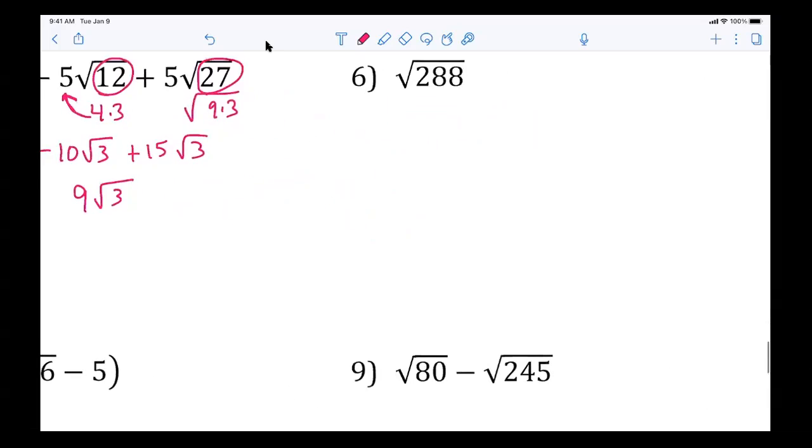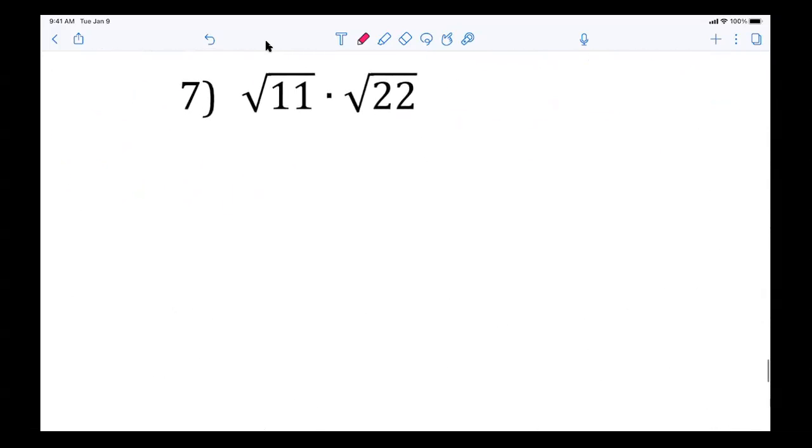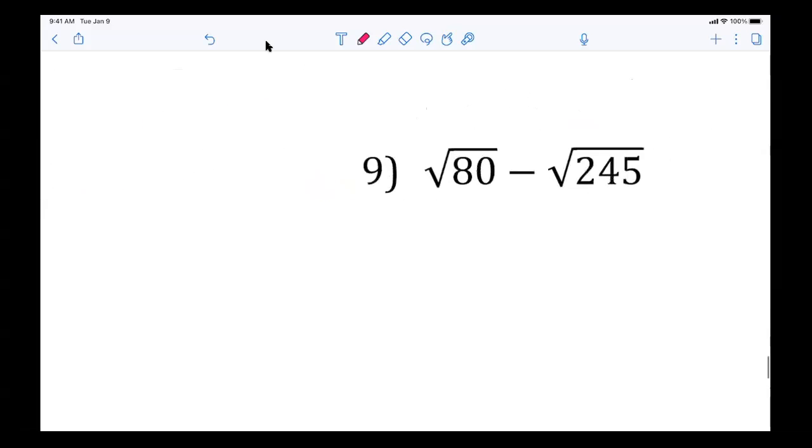All right, here we go. Let's take a look at number 7. That's 11 radical 2. Thank you. Because there's a common 11, and then there's a 2 left behind. Very good. Everybody's good? All right, let's try number 9.